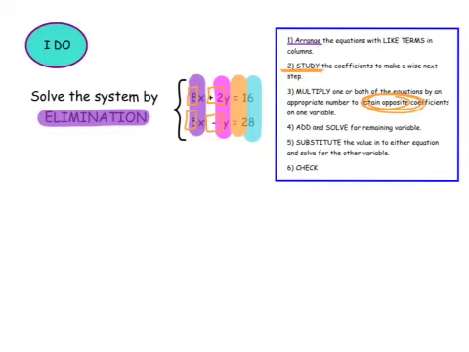So I have a 2y and I have a -1y. Well, they're already opposite numbers at least, but they need to be exact opposites. So I need to multiply the second equation by something to make it a -2y. And so -1 times 2 should give me that -2y.